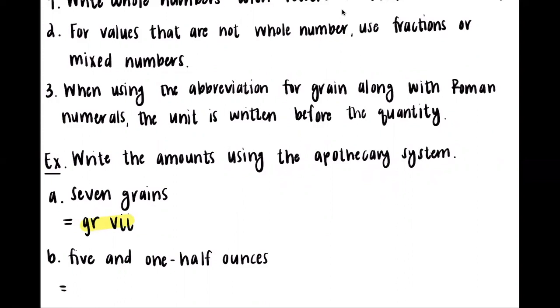So 5 1/2, what kind of number is that? Notice it's not just 5. It's a mixed number, because it's 5 1/2. We have a whole number with a fractional remainder. So we have 5, and how would we represent 1/2 as a fraction? Well, 1/2. And of course, ounces is abbreviated as OZ. And this is the end of our first video.